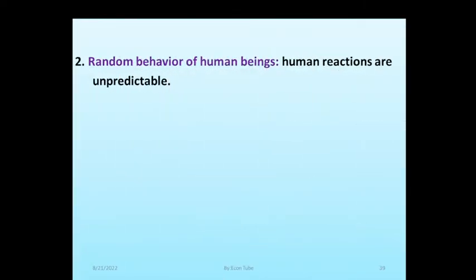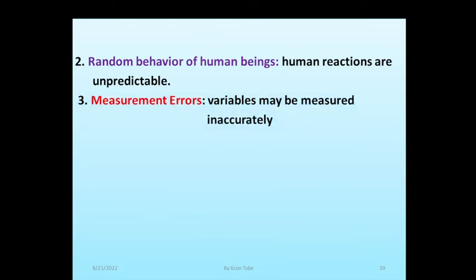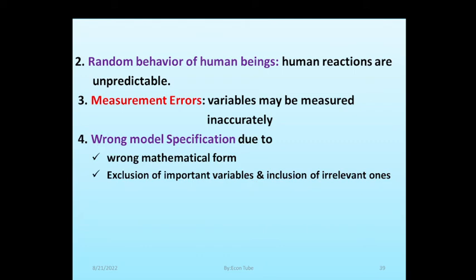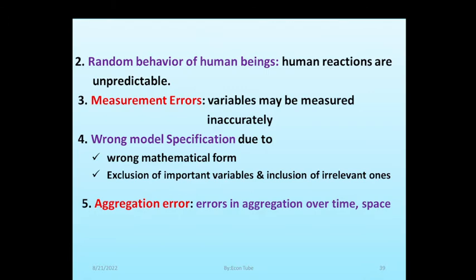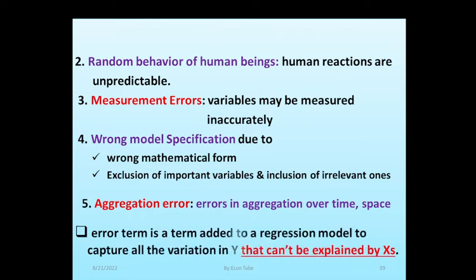The second one is the random behavior of human beings. Human reactions are unpredictable. Also, measurement errors matter, as variables may be measured inaccurately. Wrong model specification can lead to a wrong mathematical form, exclusion of important variables, and inclusion of irrelevant ones. Then there is aggregation error, errors in aggregation over time or over space. So the error term is a term added to the regression model to capture all variation in y that cannot be explained by the x's.